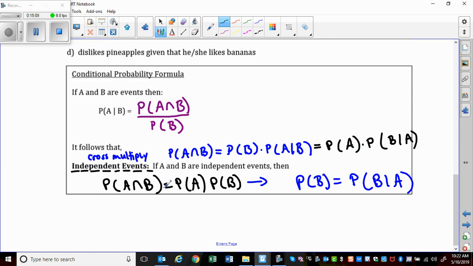If they are independent events, so this is our disjoint circles, the ones that don't overlap, then the probability of A intersecting B is the probability of A times the probability of B. Okay, this is only for independent events. Write it down.